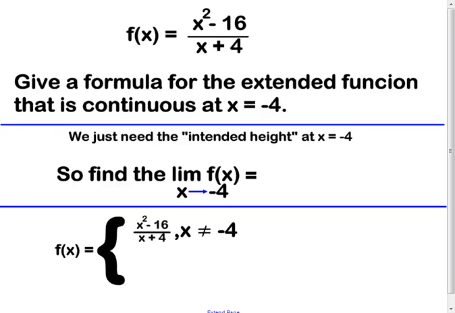Here we have (x squared minus 16)/(x+4). I can tell that at x equals negative 4, we'll be dividing by 0, so there's definitely a problem at negative 4. But we're hoping that we can extend the function and make it continuous at negative 4. All we need to do is find that intended height at x equals negative 4, or find the limit as x approaches negative 4 of (x squared minus 16)/(x plus 4). And again, we try substitution, it doesn't work, so then we try factoring.